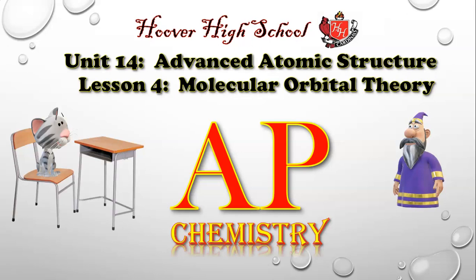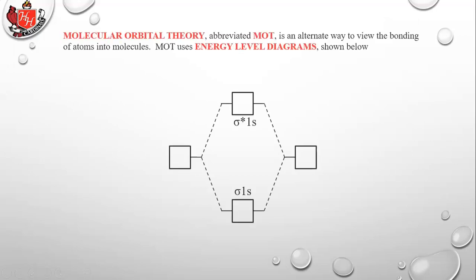Okay, the good news is this is a fairly short lesson, so let's go ahead and get started. Molecular orbital theory, which is abbreviated MOT, is an alternate way to view the bonding of atoms into molecules. MOT uses energy level diagrams as shown below.